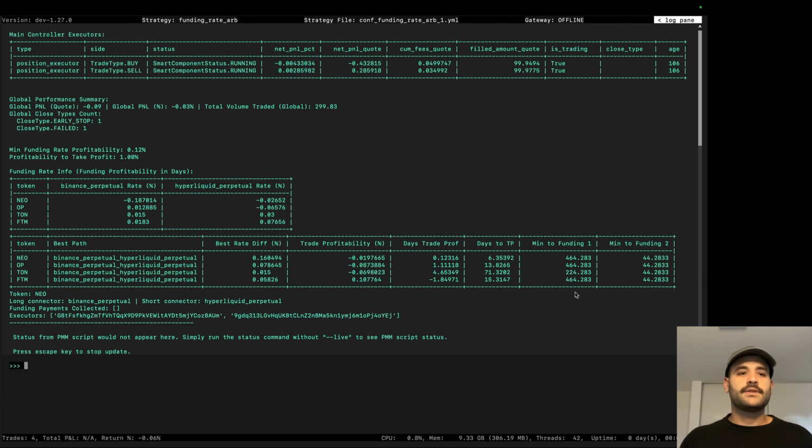Well, as you can see, we can also see the global P&L in quote asset. And so this is minus 0.03%. Remember that we didn't put the restriction of trade P&L positive to enter.